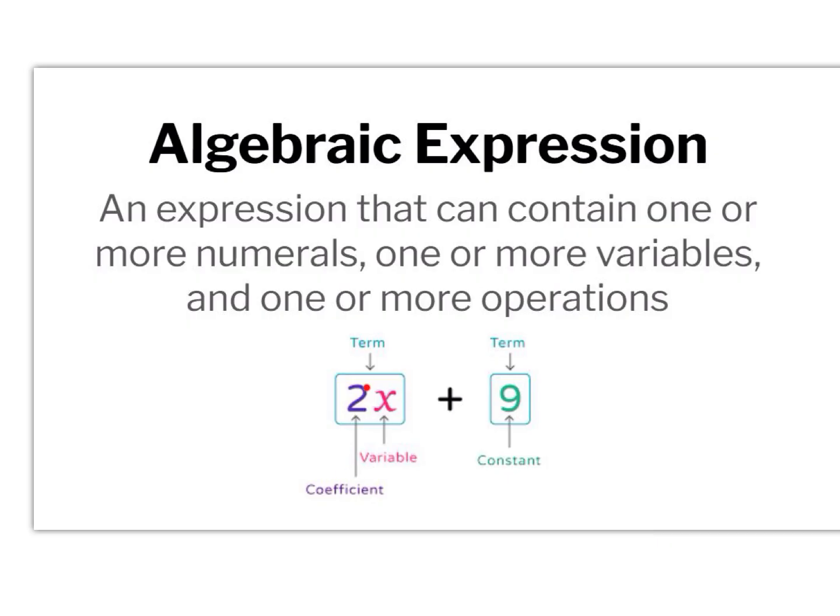This right here in this expression, we have a coefficient. That is the number right before a variable. Remember, when they're right by each other, there's a little invisible times sign in there. But then this whole thing is called a term. This is also a term, but it is 9 that is called a constant because it doesn't have a variable that goes with it. And then here's the operation. In this case, this expression has the operation of addition.